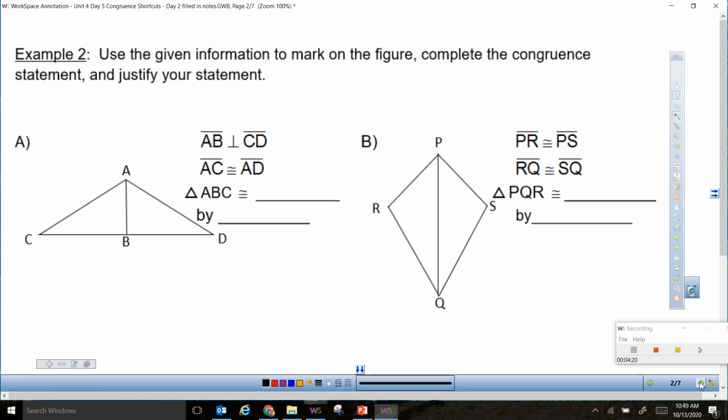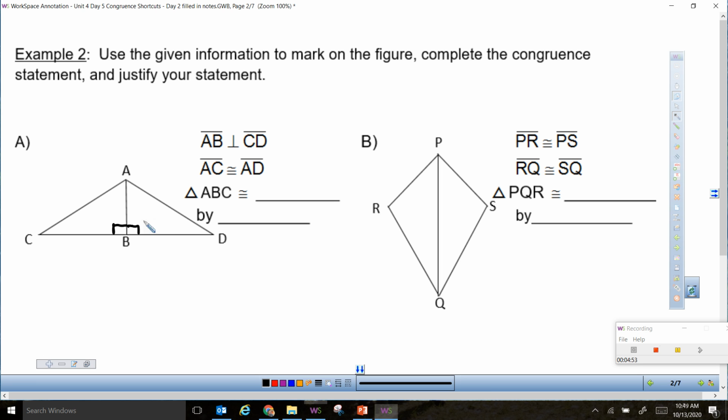Next part. For example 2, it says use the given information to mark on the figure, complete the congruent statement, and justify your statement. So, first statement at the top. It says side AB is perpendicular to side CD. So here is AB, CD is on the bottom, and it says that AB is perpendicular to CD. So notice that gives us one pair of congruent angles, because if it's perpendicular, they meet at 90 degrees.